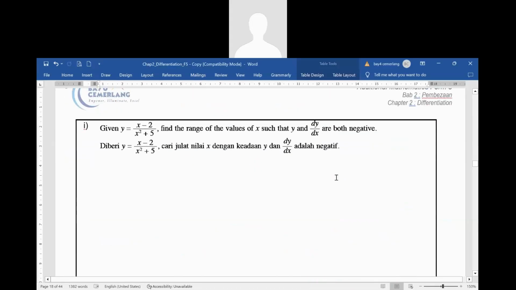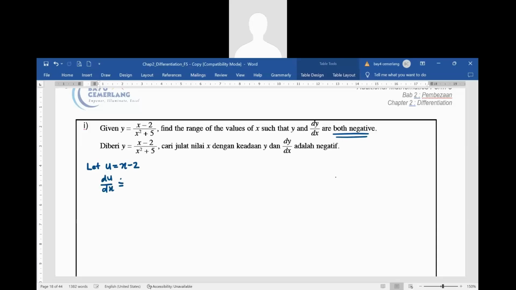Okay, right. We try one more. The same similar type of question. Okay, now given y equal to (x minus 2) over (x square plus 5), find the range value of x such that y and dy dx are both negative now. Now it's a different case, negative case. Okay, right. So let u equals to x minus 2. So du dx is equals to 1. Let v equal to x square plus 5. So dv dx is equals to 2x only. 5 you cannot differentiate. When you differentiate a constant, it's 0.